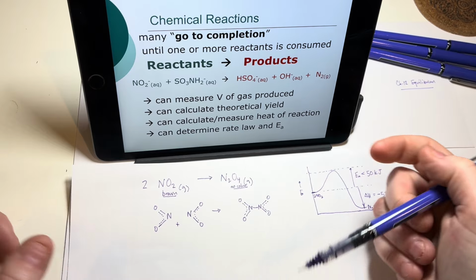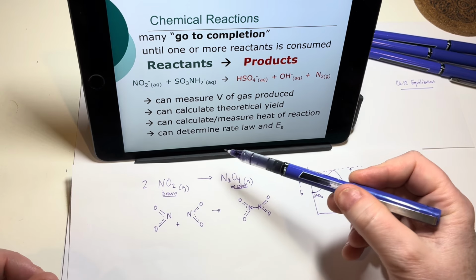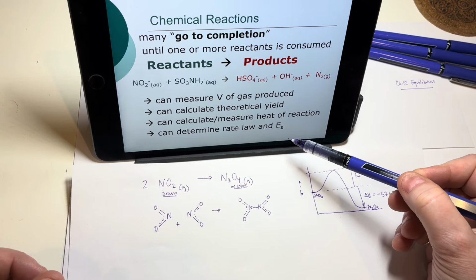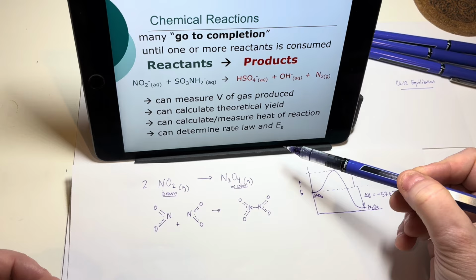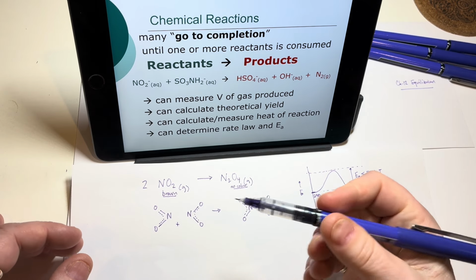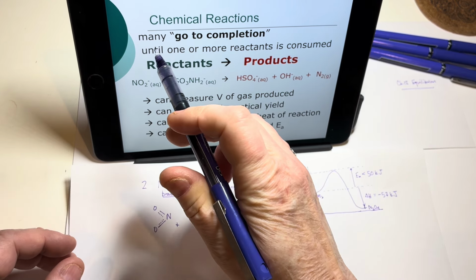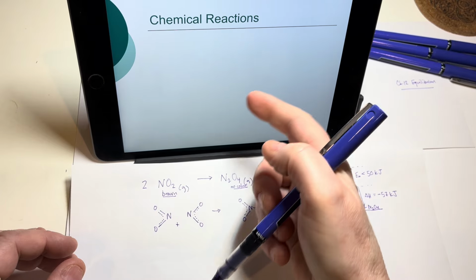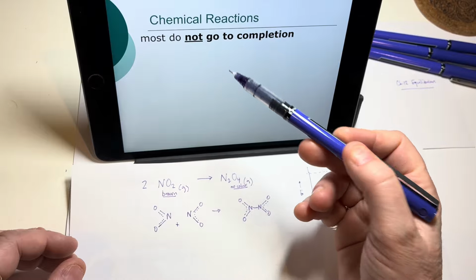Oh, yeah. And oh my gosh, we can even follow kinetics. We can gather kinetics data to determine the rate law of the reaction, and more data to help us determine the activation energy of this reaction. We've got lots of skills. We know how to analyze chemical reactions that go to completion. I want to slow down a little bit. I'm saying many chemical reactions go to completion, but we have to realize that most chemical reactions do not go to completion.